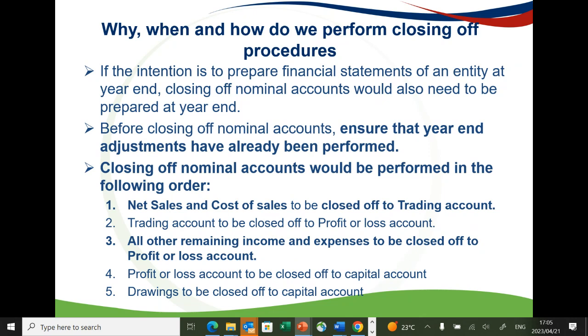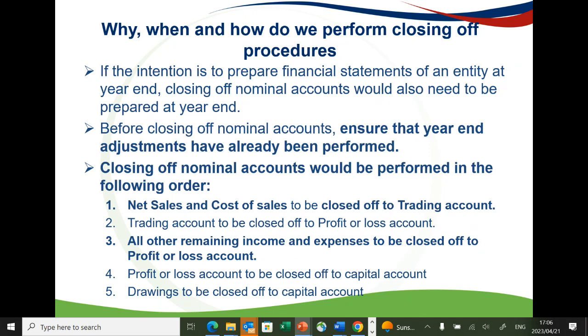Number one, you take your net sales and your cost of sales, you close them off to what? To your trading account. Here in the trading account, what are we trying to determine? We are trying to determine your gross profit or loss, whether we made any gross profit or loss. That's why we are saying only net sales and cost of sales are closed off to your trading account. Once you have done that, you move to step number two.